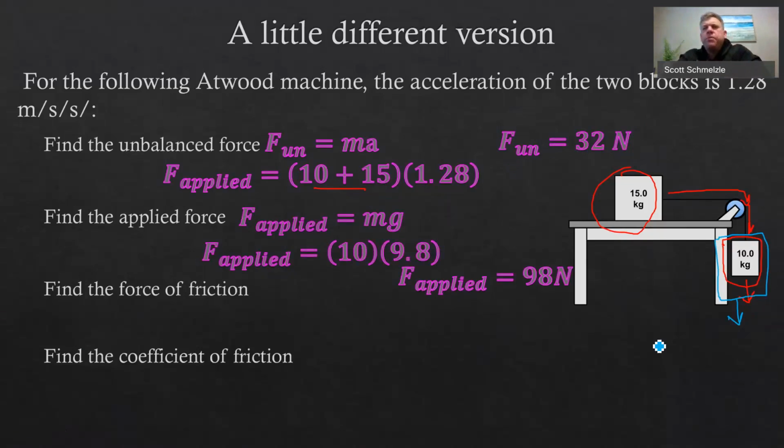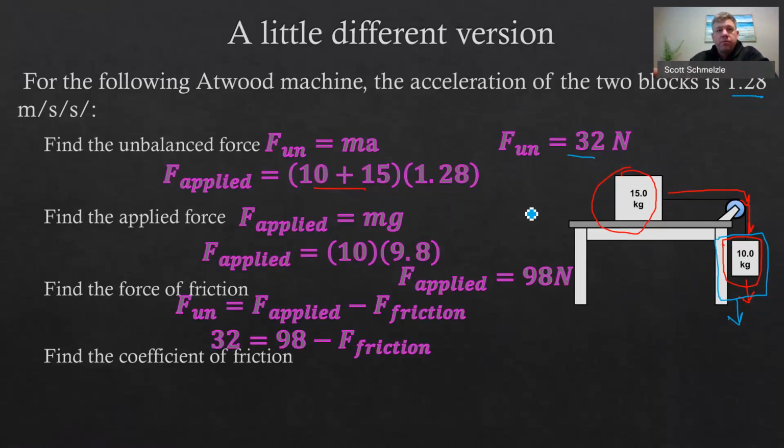Now, the tricky part here in this problem is how do we use that applied? How do we use that F_un? Because we know that the unbalanced force is 32 newtons, what we have to do is ask the question, all right, is the force of friction going to be higher or is it going to be lower than that applied force? Meaning, this thing we said should move up here, right? It should accelerate based on the information given to us, right? So if it's going to move, that means our applied is higher than our force of friction. Well, the question becomes how much bigger? Well, it should be 32 newtons bigger, right?